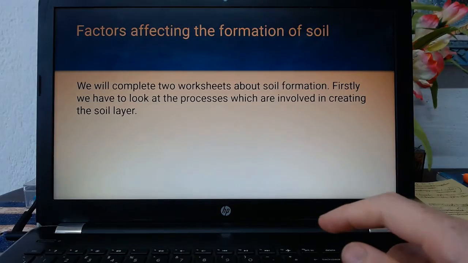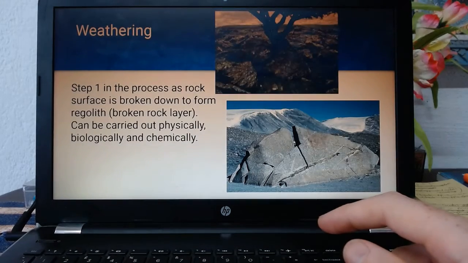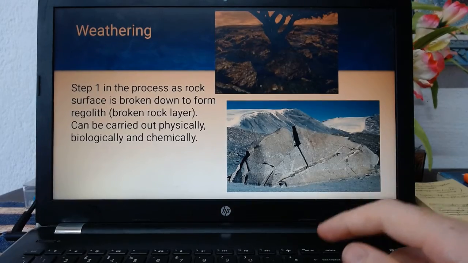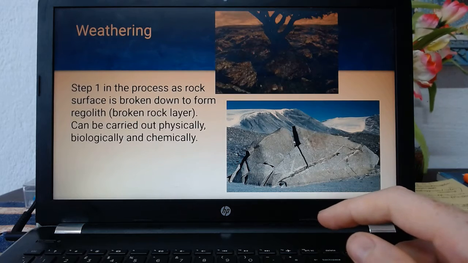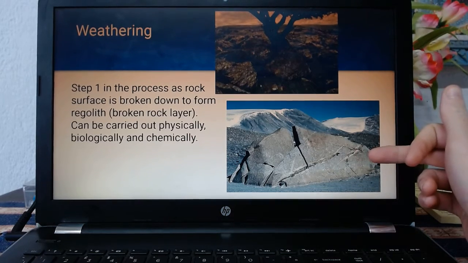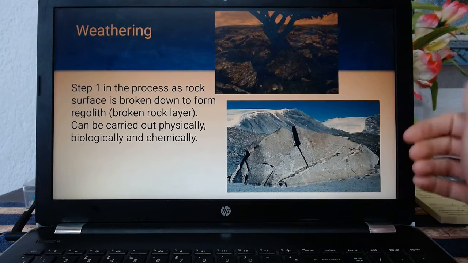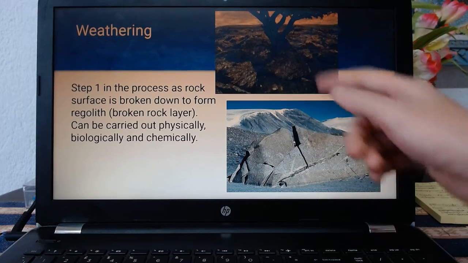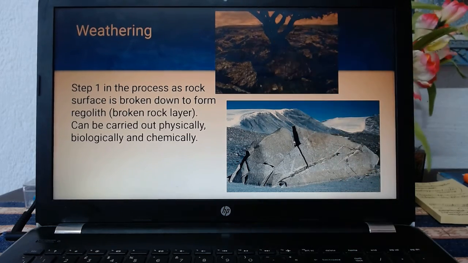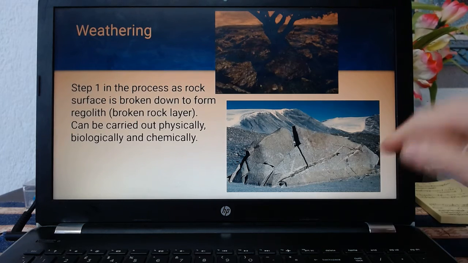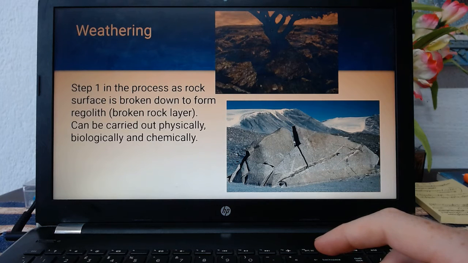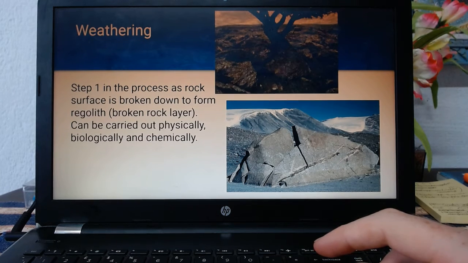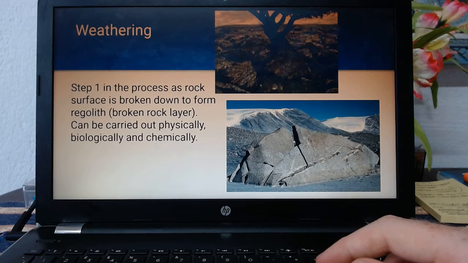A couple of things: factors affecting the formation of soil. We're going to look at things that cause soil to be made. There are 4 of these. First one is weathering. You should be able to tell me what this one is, where water gets into the cracks and expands and breaks it apart. That's our freeze thaw. And you have biological weathering as well, where vegetation breaks down rock surfaces. As each piece breaks down, it'll start to form our regolith, which makes up our soil. So step 1, in the process, as rock surface is broken down to form regolith, can be carried out physically, biologically, and chemically. So that's our first one.